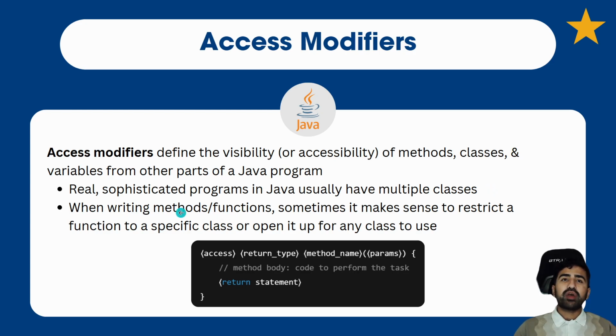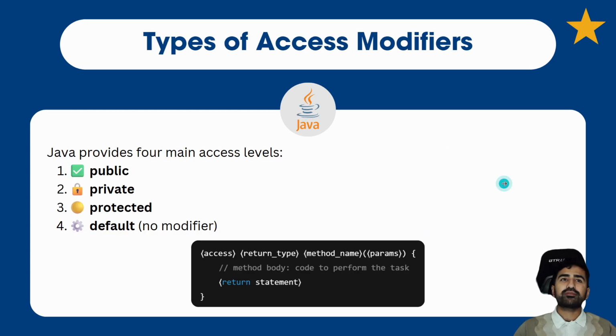So when you're writing methods, sometimes it makes sense to restrict the access. Other times it makes more sense to open it up. We'll talk about the restrictions in a later lesson, but we will talk about the access modifiers that actually do that. So remember, access modifiers, that's that first token when you're defining a method. Let's look at the different types over these next few slides.